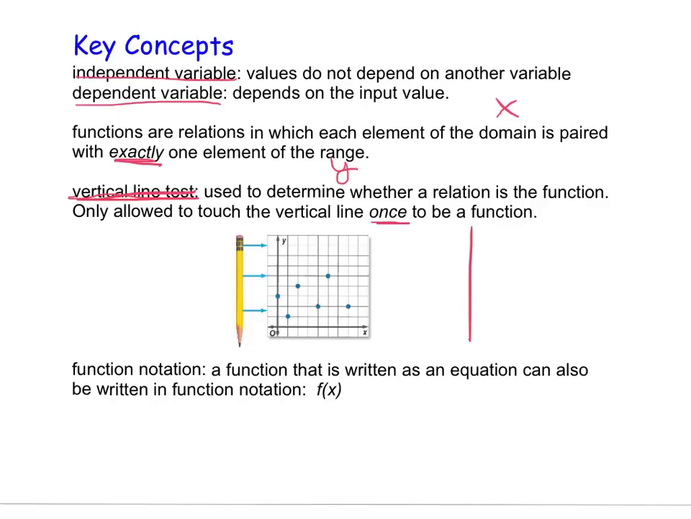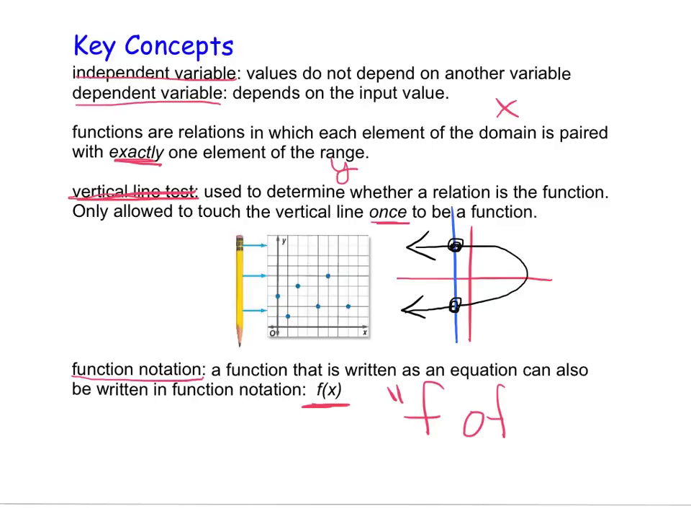But if your graph were to look like, let's see, here's an XY axis, and my graph were to look something like this. And I took a vertical line here, do you see how it crosses the vertical line twice? That fails the vertical line test. And then finally we have our last key concept of function notation, and this is a function that is written as an equation, can also be written in function notation, and it's just this f parentheses x parentheses, and we read that as f of x. So whenever you see this function, that just means f of x.